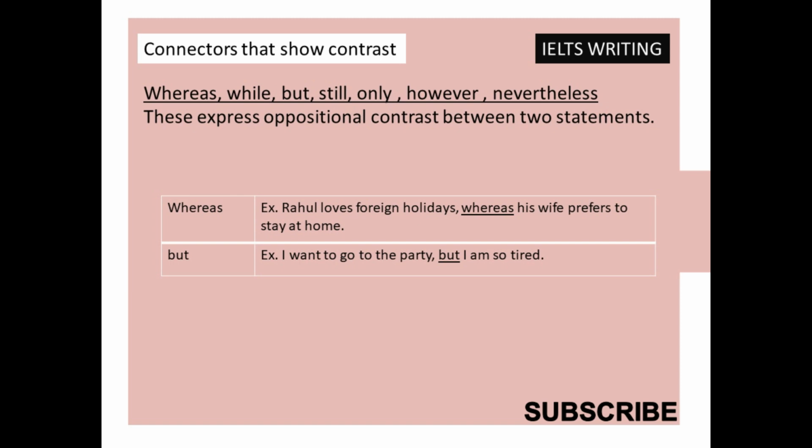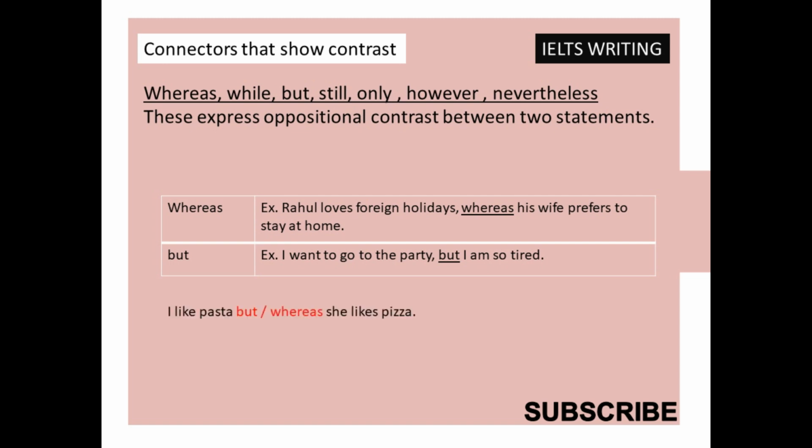But whenever we use but, it gives us a negative aspect, like I want to go to the party but I'm so tired. So with the help of but, we get the negative aspect of the statement. Whenever we use whereas, it just gives us extra knowledge about some other subject. So that is just a little bit of difference.